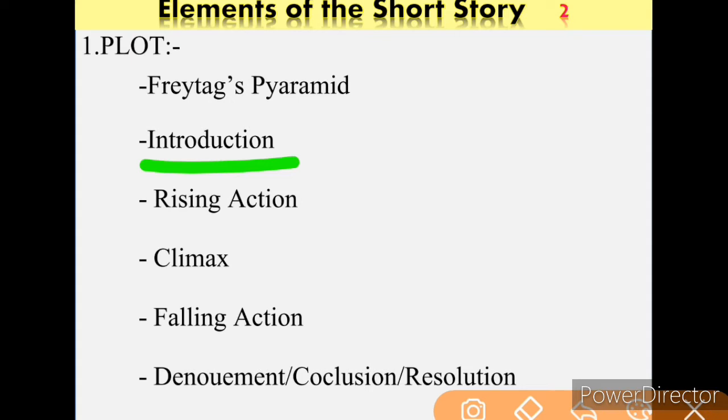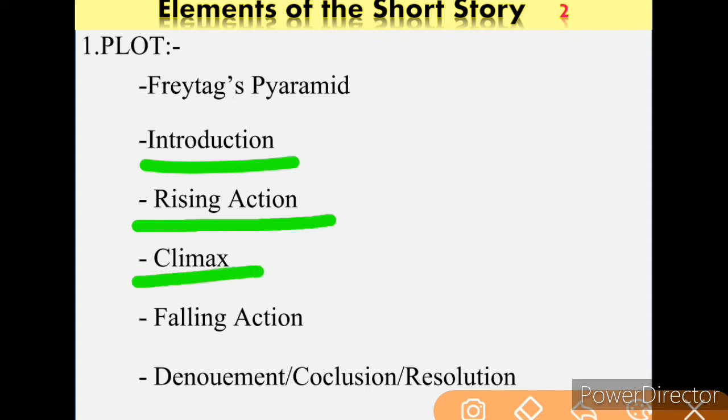Then the second element of the Freytag's pyramid is rising action. It is the beginning of the conflict where complications arise. It builds up the story, a series of steps that lead to the climax. You get more information about conflict and character here.